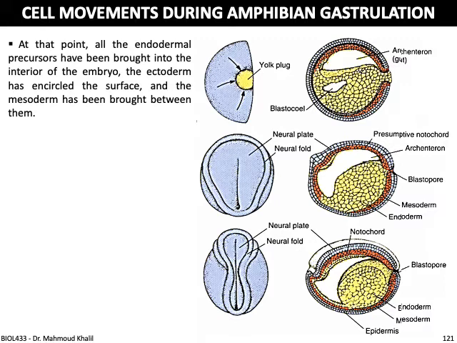You can see here that gastrulation has almost been completed in the first figure, and from the sagittal section and dorsal view of the embryo, you can see that another process is starting to occur, which is neurulation. It starts with the formation of a neural plate and the neural fold, and it is completed by the formation of a neural tube. So once gastrulation finishes, all the endodermal precursors have been brought to the inside of the embryo. The ectoderm has encircled the surface, and the mesoderm has been brought between them.